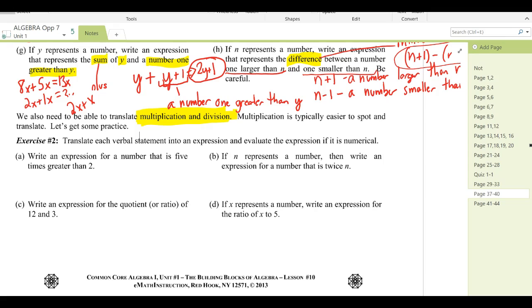Exercise 2. We're talking about multiplication and division. Right? So go into this thinking, multiply or divide. That's what these words are going to be. Translate from English to math. Write an expression for a number that is 5 times greater than 2.